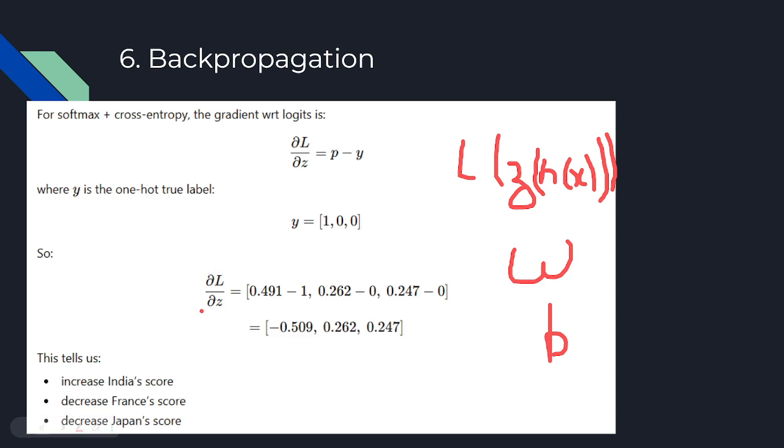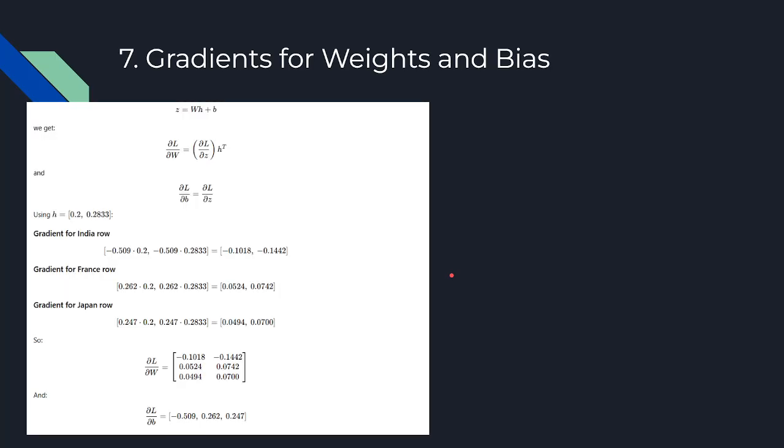And this gives us dou L by dou Z equal to minus 0.509, 0.262, and 0.247. That is the loss gradient that we have got over here, and we need to utilize this function for back propagation. Now, Z, or the logit function, is basically weight into the context vector plus the biases. Now, what we are doing over here is back propagation.